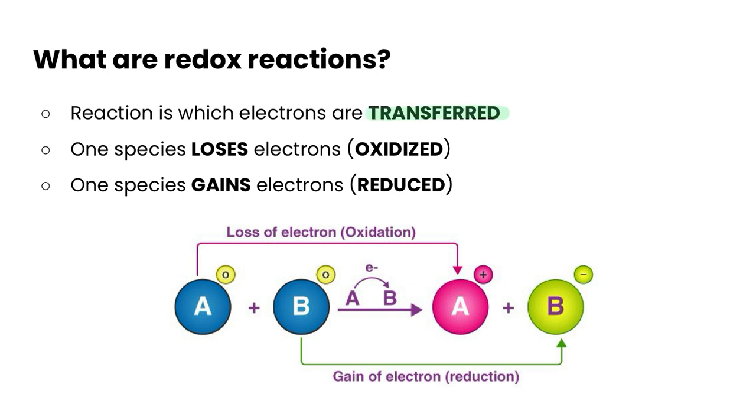And what's happening here is one species is going to lose electrons, and when something loses electrons, we say it becomes oxidized, and then the other species is going to gain electrons, and we would say that's reduced. So if we look at this example here of A plus B, and the electron goes from A to B, then we would say that A is losing electrons or is oxidized, and B is gaining electrons or is being reduced. So we're really just looking at the transfer of electrons in redox reactions.